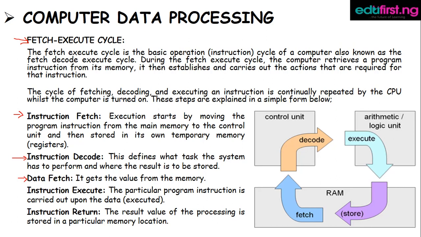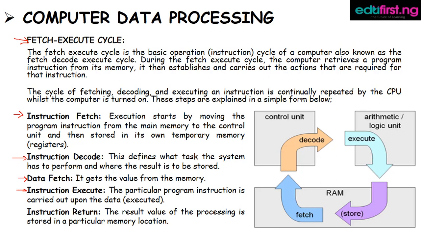That's the program instruction, the program data located on the RAM. The CPU fetches it from the RAM and tries to decode. Afterwards, it executes such instructions. So let us take a look at instruction execution. The particular program instruction is carried out upon the data. That is, the instruction is executed.